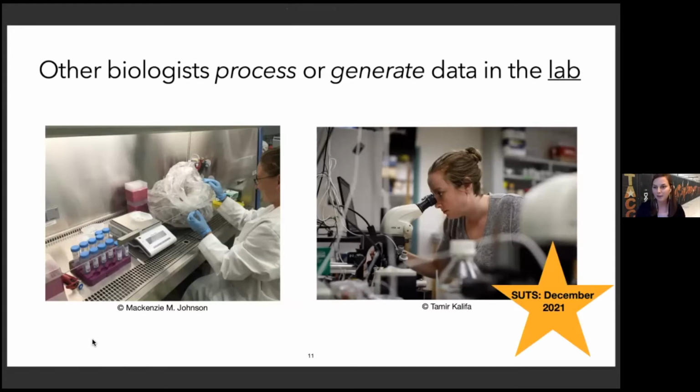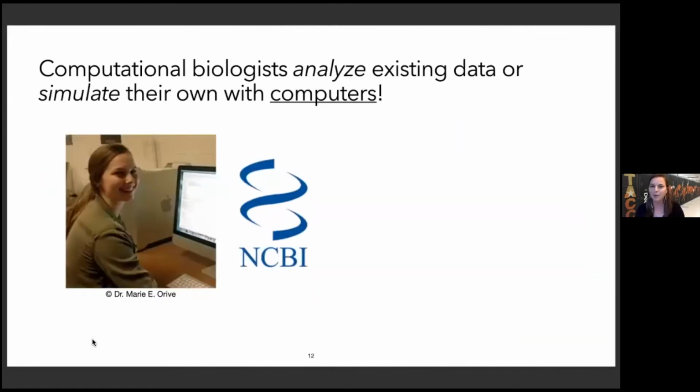Yeah, so you might envision that most biologists are working in one of these two environments. But for me, all of my work is on the computer.